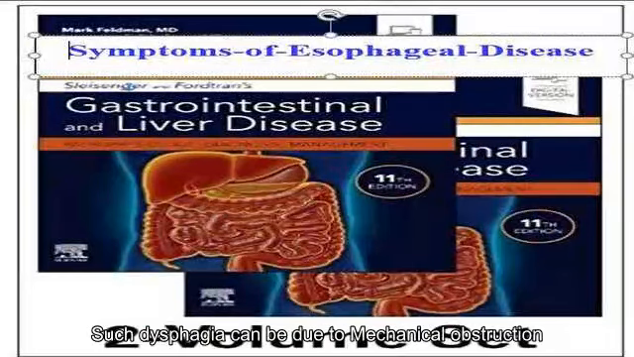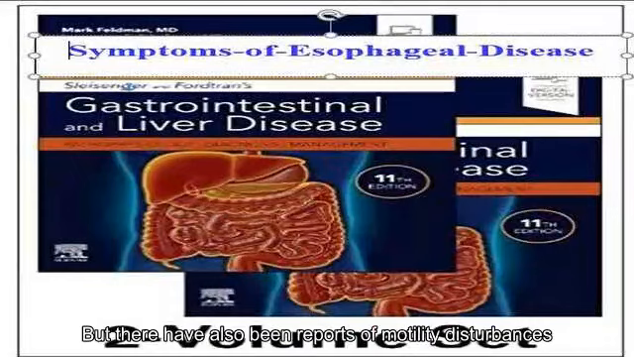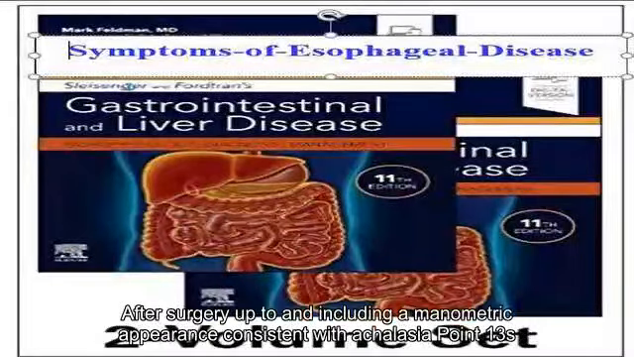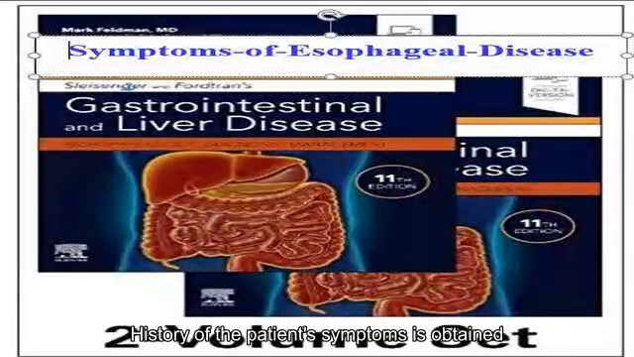Such dysphagia can be due to mechanical obstruction, but there have also been reports of motility disturbances after surgery up to and including a manometric appearance consistent with achalasia. Point 13. After a focused history of the patient's symptoms is obtained, a barium study, including a solid bolus challenge, is often advocated as the first test.